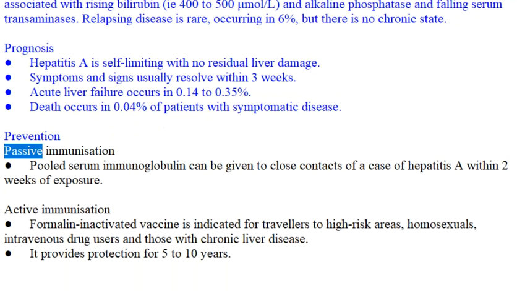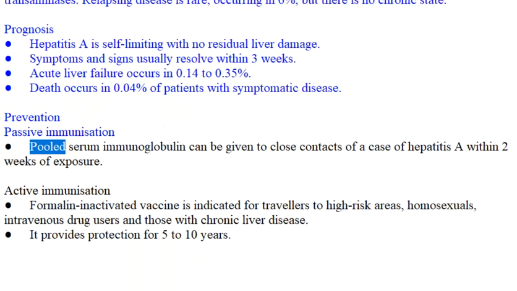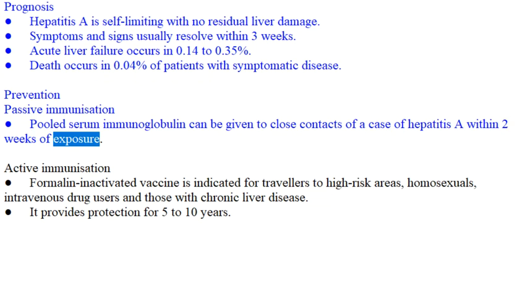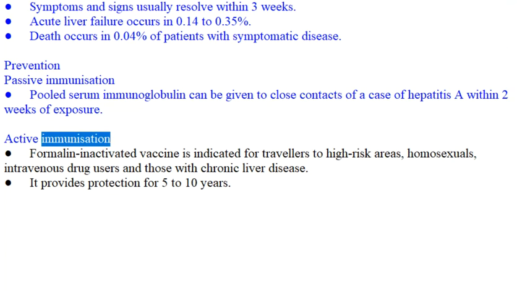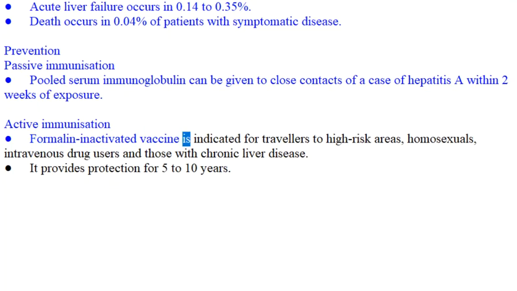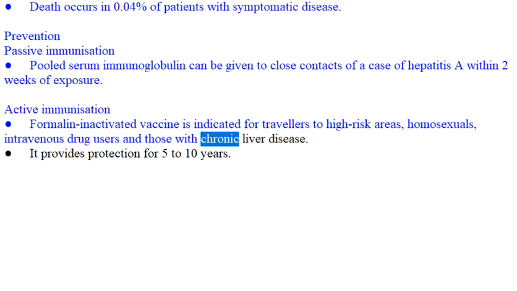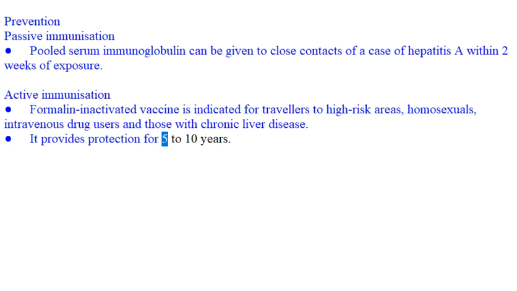Prevention. Passive immunization. Pooled serum immunoglobulin can be given to close contacts of a case of hepatitis A within 2 weeks of exposure. Active immunization. Formalin inactivated vaccine is indicated for travelers to high-risk areas, homosexuals, intravenous drug users and those with chronic liver disease. It provides protection for 5 to 10 years.